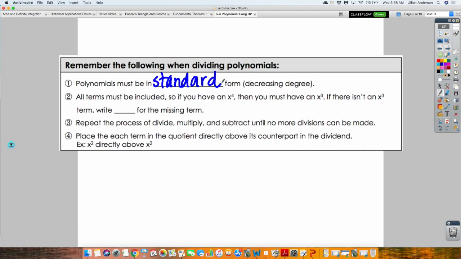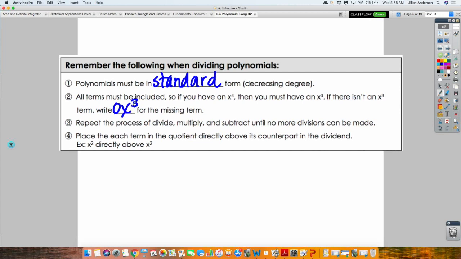And all terms must be included. You see how I went down the line with x to the fourth, x to the third, x to the second, x, and then your constant? If anything is missing, you always need to write a placeholder. For example, if there isn't an x to the third term, then you need to write 0x to the third. You need a placeholder for that missing term. If the square term was missing, you would put in a 0x squared. If the x term is missing, you put in a 0x, and so on and so forth. Does that make sense?